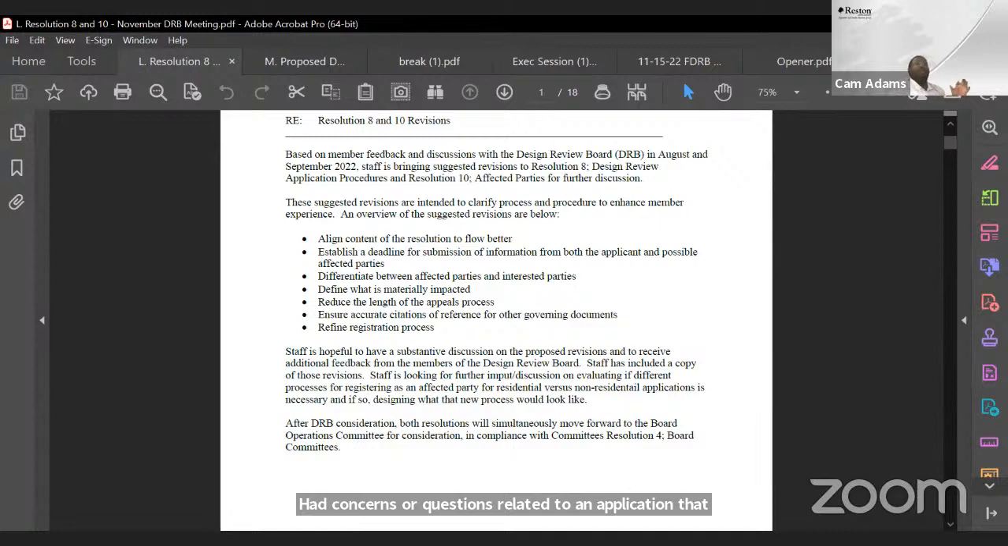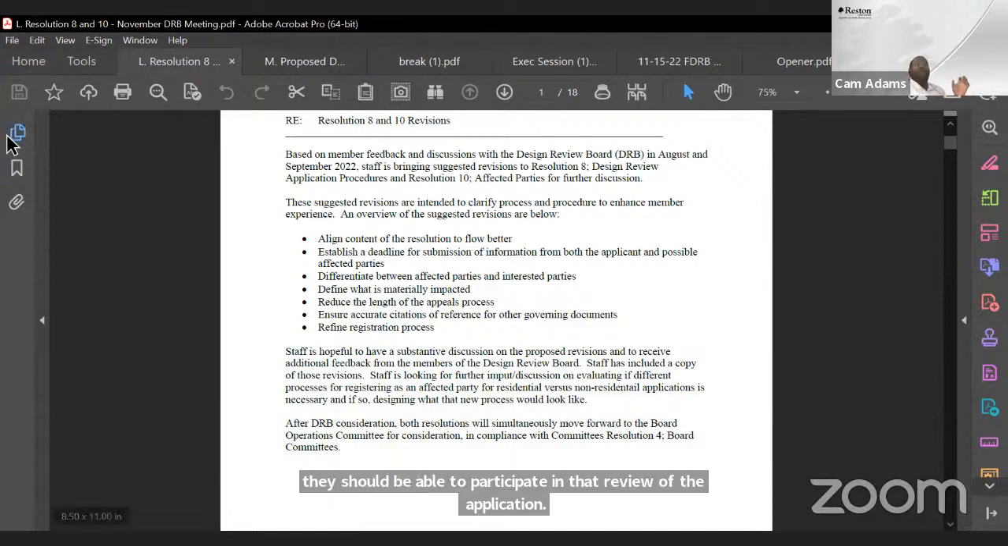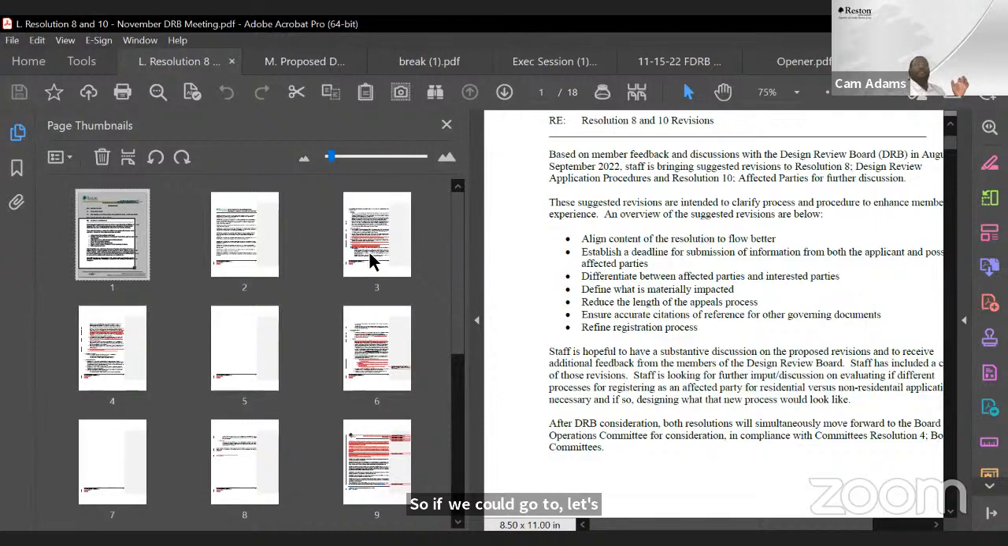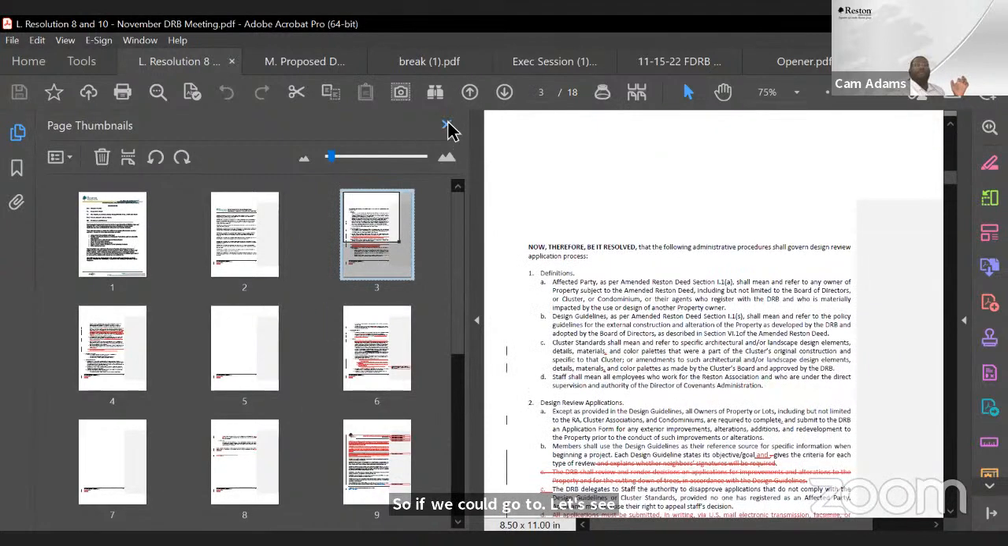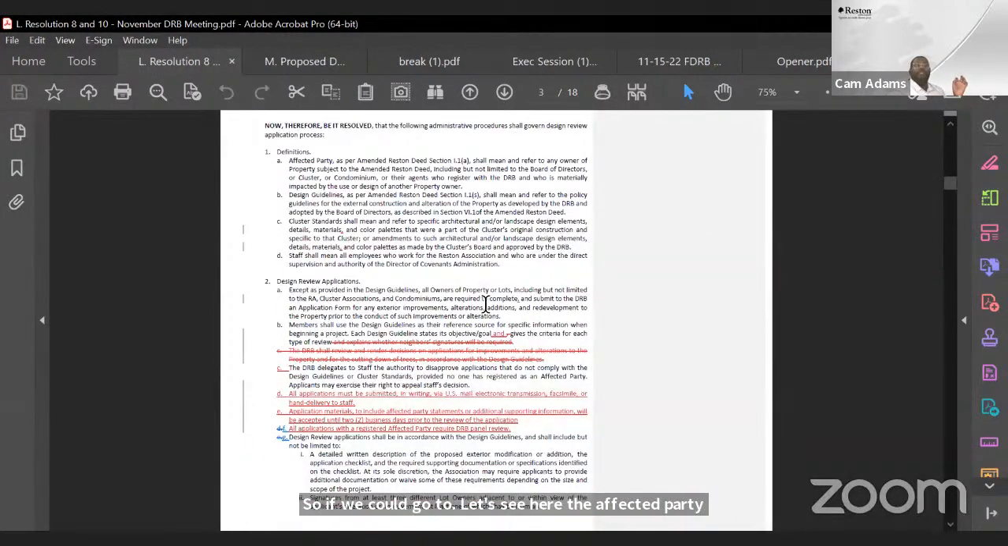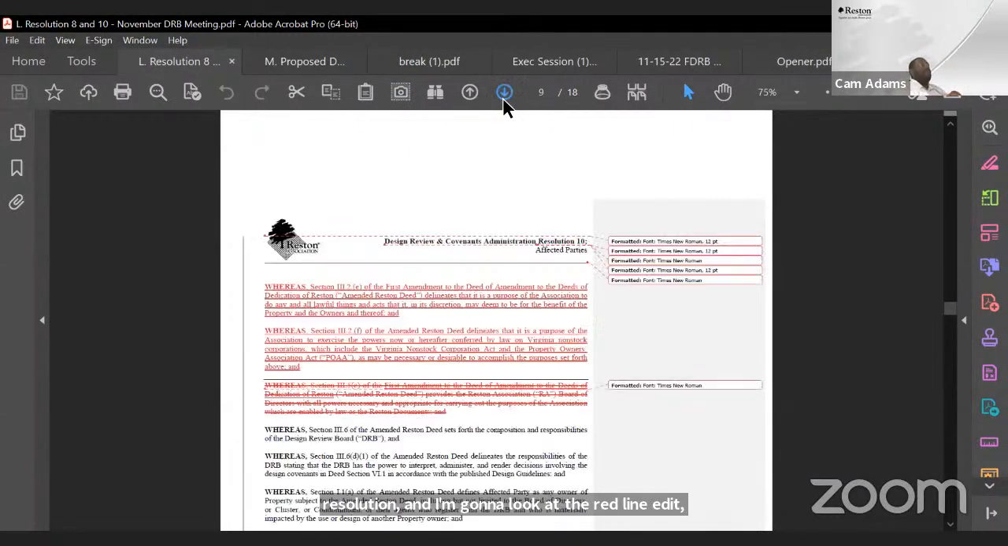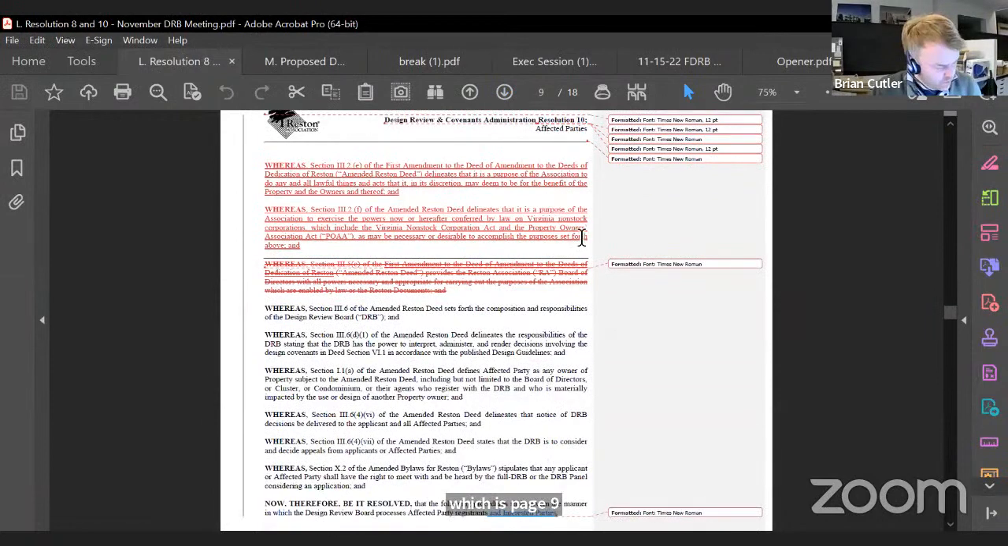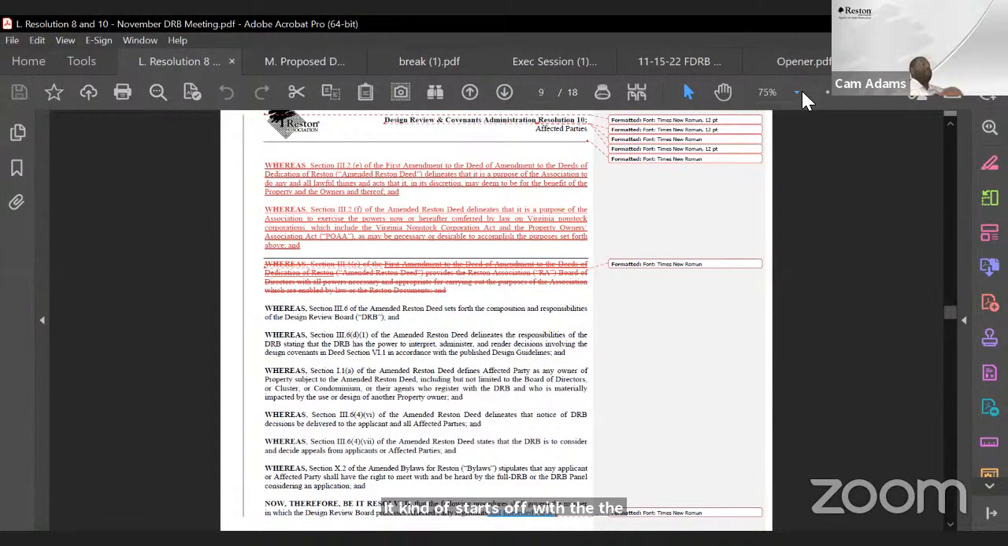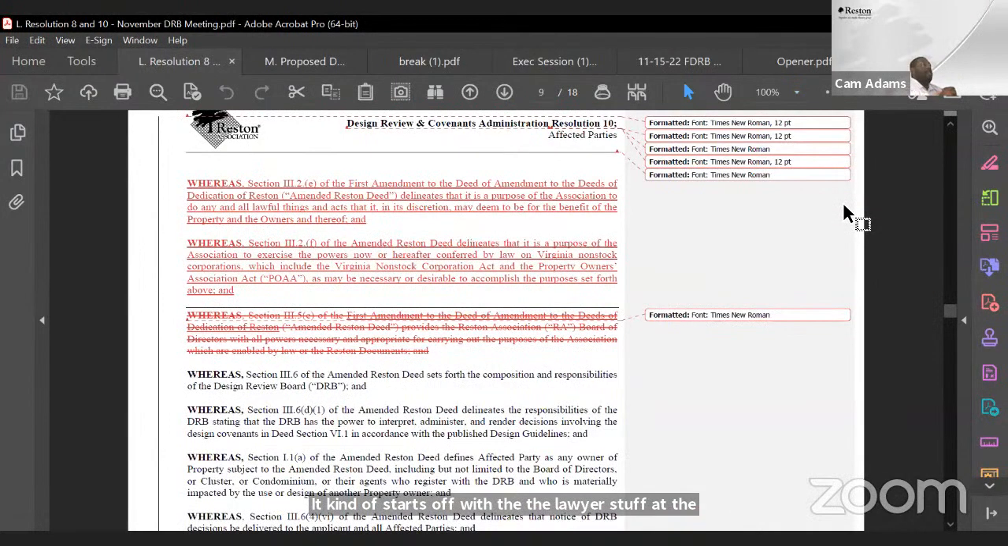If we could go to the affected party resolution, I'm going to look at the red line edit, which is page 9. It starts off with the lawyer stuff at the beginning, and Tony can speak to those things that were done, clarifying the appropriate citations for where the board, the DRB, has the authority to do things.